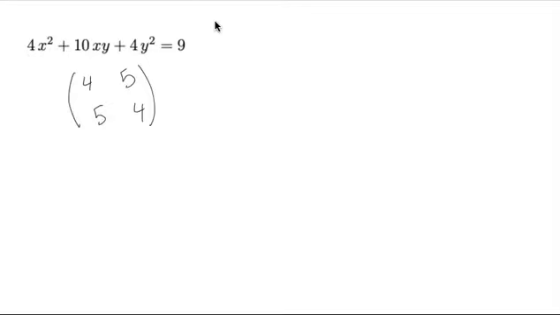Let's look at an example where we're using a matrix to represent the equation of a conic section. We're trying to figure out what conic section this is a rotation of, and what is that rotation angle?